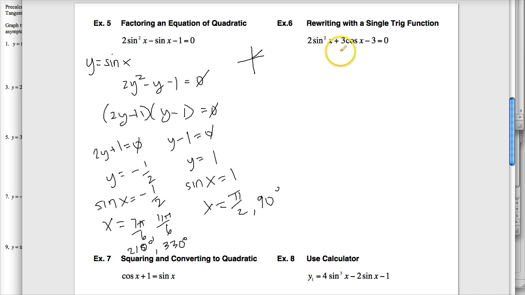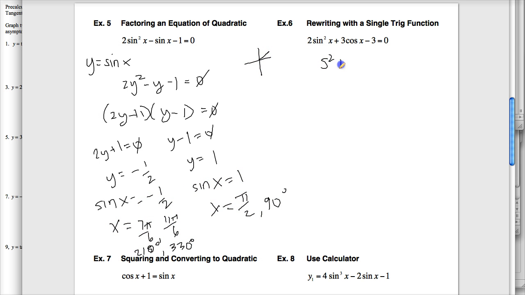And now the last one, it says rewriting with a single trig function. You'll notice in this problem, I have 2 trig functions, a sine and a cosine. And as you know, I can't do anything if I have 2 different terms in the same problem. Well, I noticed the sine squared here. And remember, there's only one formula I told you that you need to memorize. Sine squared plus cosine squared equals 1.